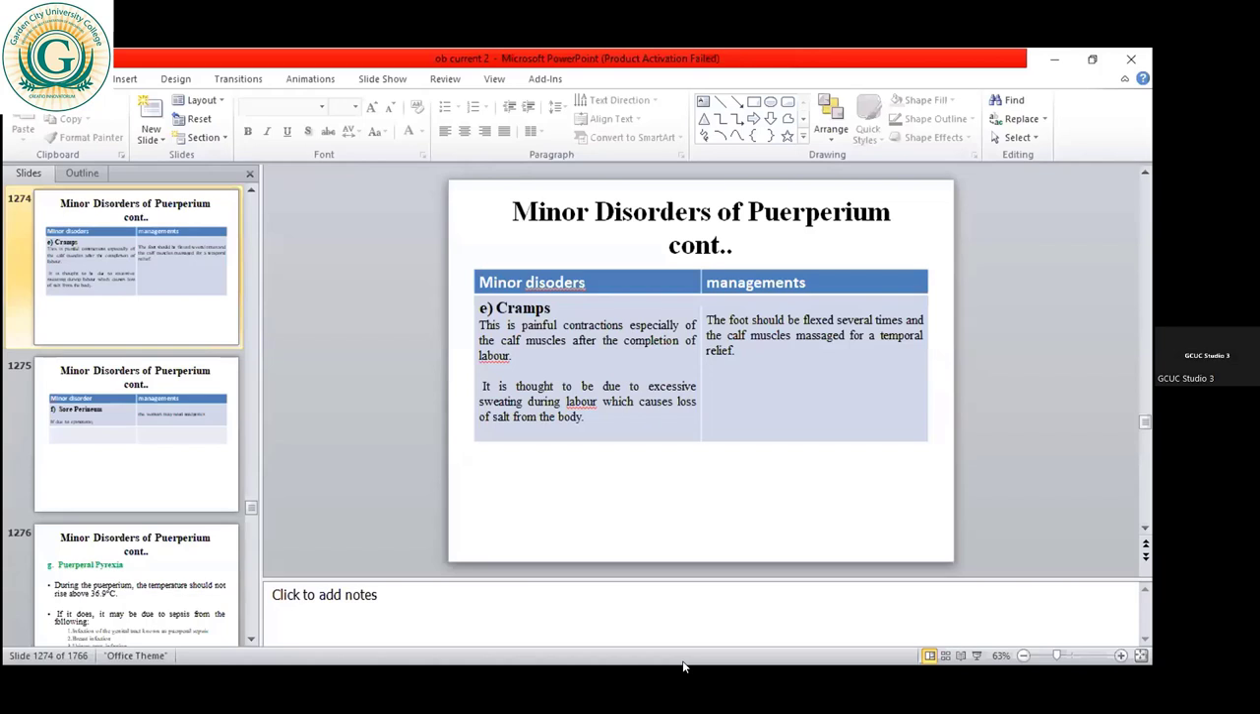Then another minor disorder, cramps. After delivery, the woman feels pain in the calf muscles. It is thought to be due to strain during labor, which causes loss of salt from the body.